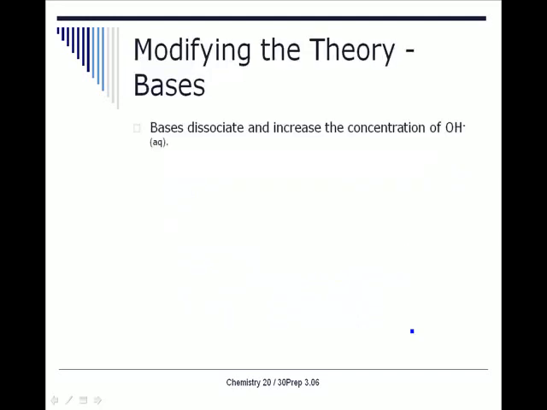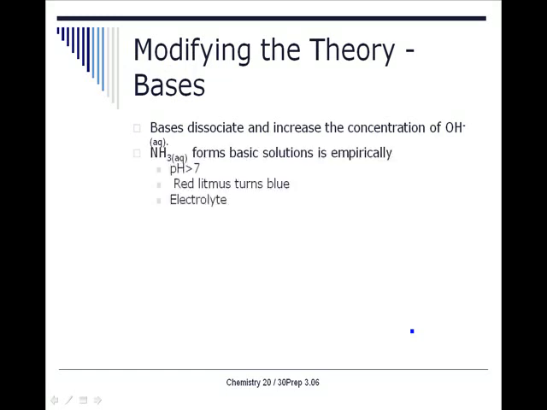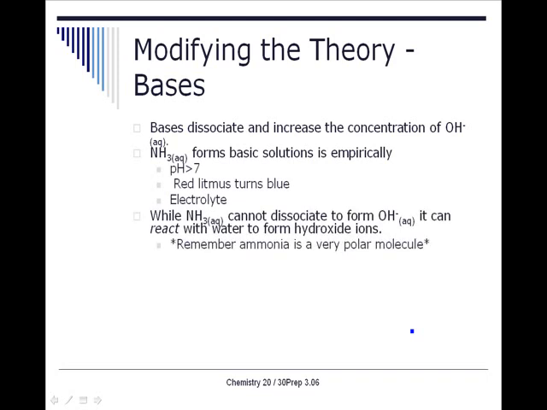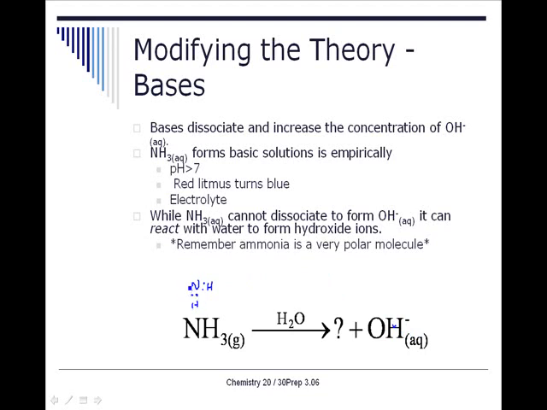So for the modified theory of bases, we say bases dissociate and increase the concentration of hydroxide. So if we're going to stick with that idea, if we still need to form hydroxide ions, we have to explain why something like ammonia is a base. And so while it cannot dissociate to form hydroxide, it can react with water molecules to form hydroxide ions. And we can do this because ammonia is a very, very polar molecule. So how does it do it here? We'll take a look. Now if we were to draw an ammonia molecule using a Lewis structure, we would see something that looks like this here.